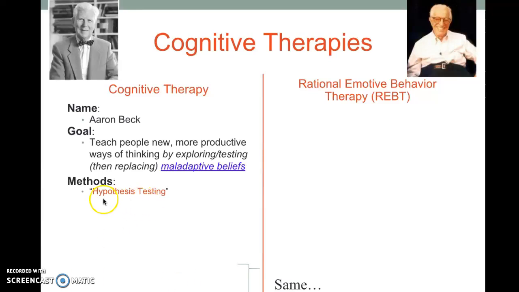So if the person is giving you an example of a belief that, well, if I fail this test, then I'm a failure at life, you might sit with that thought and help them understand that, okay, well, maybe that is true, but maybe it's not. And if it's not, what would be the evidence of that? And if it's true, what would be the evidence of that?